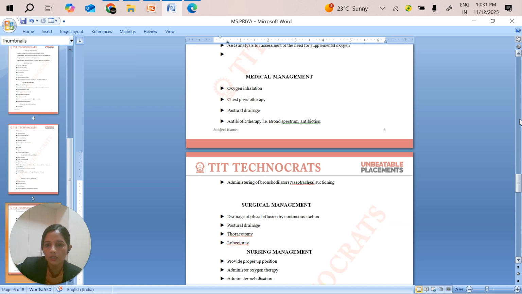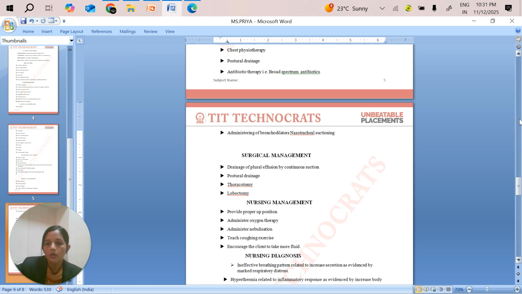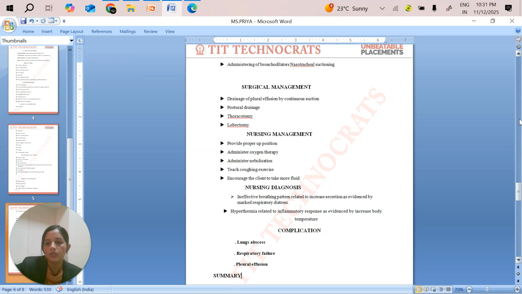Next one, surgical management. Surgical management means drainage of the pleural effusion by continuous suctioning, postural drainage, thoracotomy, and lobectomy. Lobectomy means removing the infected part of the lung. Next one, nursing management. Nursing management is to provide the proper position, administer oxygen therapy, administer nebulization, teach coughing exercises, and encourage the client to take more fluids.